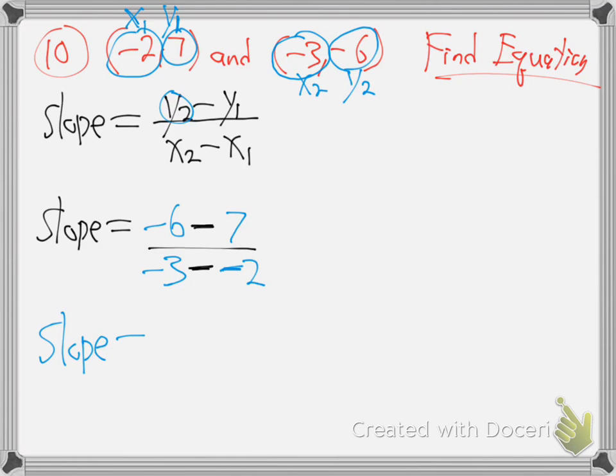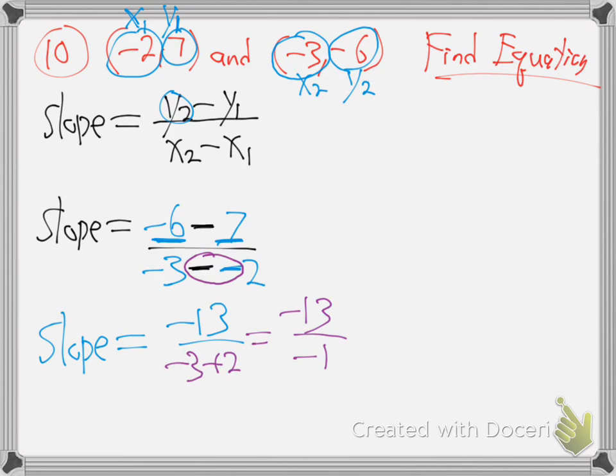So slope equals, and just use your calculator if you want to. Minus 6 minus 7. If you lose $6 and then lose $7, you lost $13. And then on the bottom, 2 negatives right against each other. Positive, so it's going to be minus 3 plus 2. So that's a negative 1, huh? If you lose $3 and gain back 2, you lost $1.